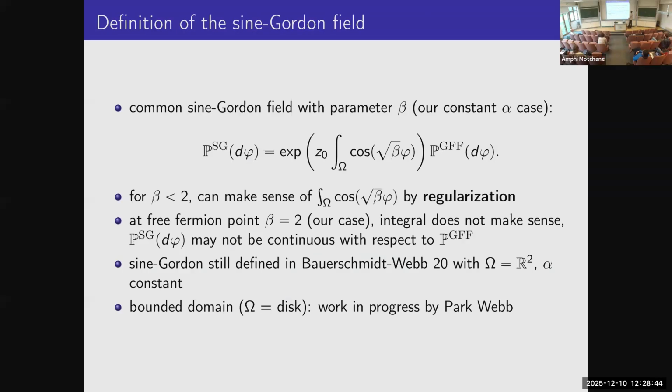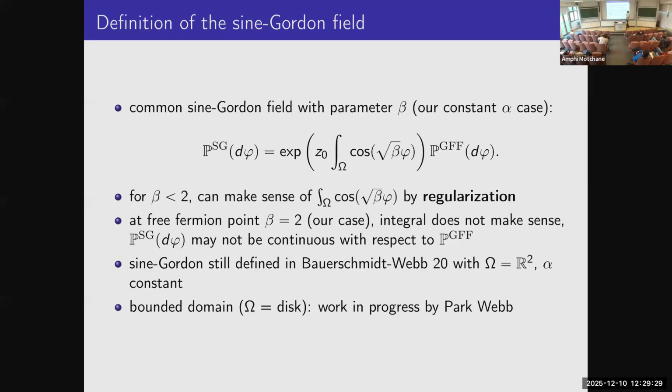So the common sine-Gordon field, if you forget about this variable deformation, if you take a constant drift vector, and so a constant mass, the common definition of the sine-Gordon field would be this thing here. So the scalar product in our expression becomes just a cosine of some parameter beta times the field. And for beta smaller than 2, it is possible to make sense of this thing here by a regularization procedure.